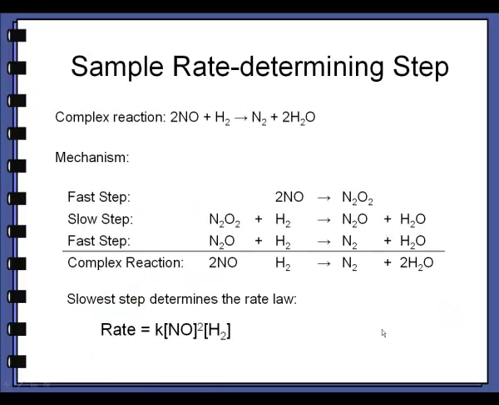This is illustrated here by this sample rate determining step. So let's go back and let's say this is our complex reaction. And let's say this mechanism that I'm proposing takes place in 3 steps, and the second step is the slow step. Notice how, again, the slow steps and the fast steps add up to the complex reaction. And again, you can see the creation of some intermediates, right? Do you see them? Notice the N2O2 and the N2O are our intermediates. Notice how they get eliminated as part of the process, here and here. And there should be a plus there that I forgot.